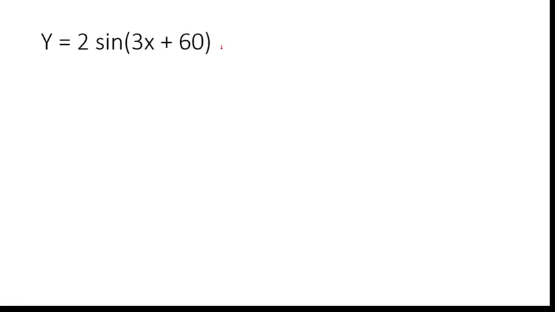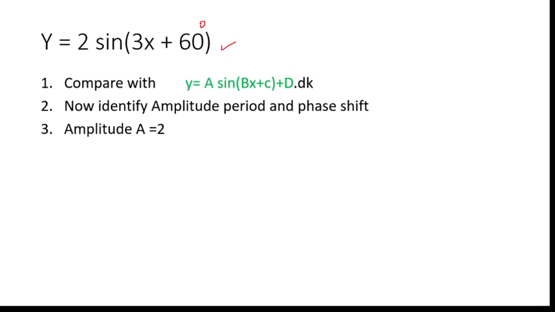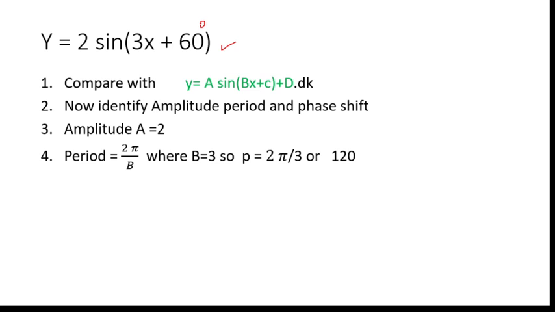In this case, you notice here our equation is y equals 2 sine (3x plus 60 degrees). First of all, we compare with the original equation. You notice here the amplitude is 2, the period is 2 pi over b, and because the b value is 3, 2 pi over b equals 2 pi over 3 or 120 degrees. When you are using radian notation, you use this one, and if you are solving in degree notation, this is 120 degrees.